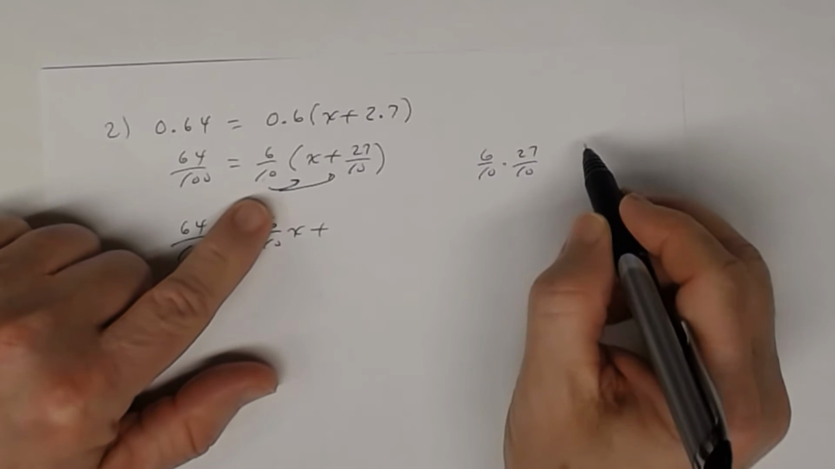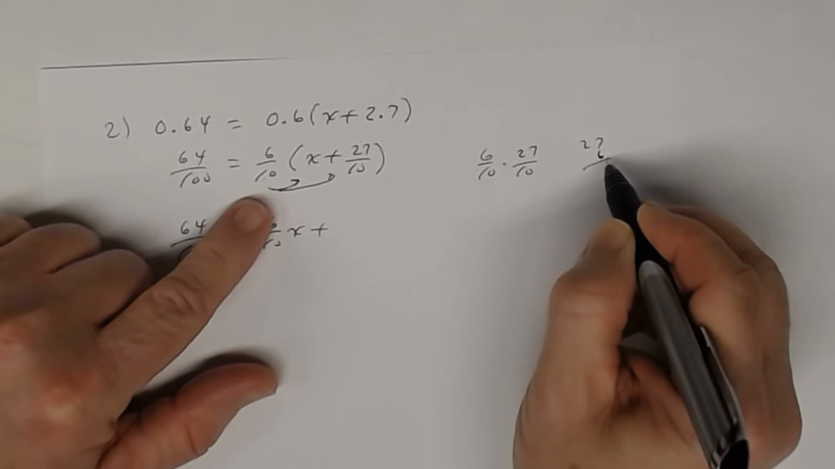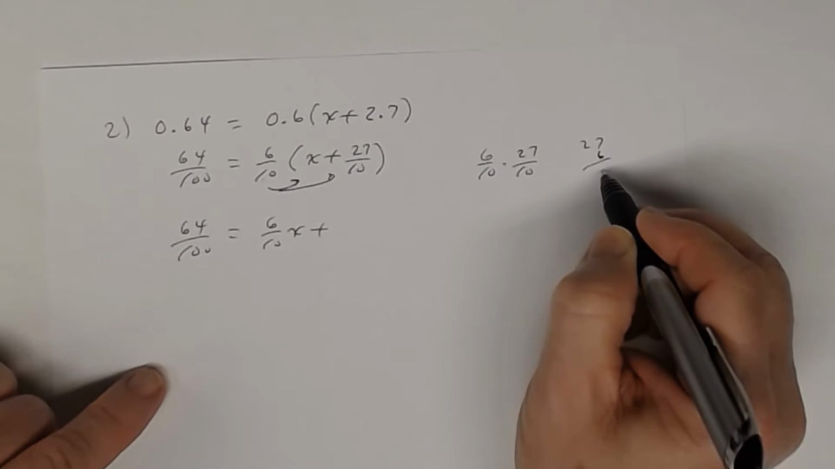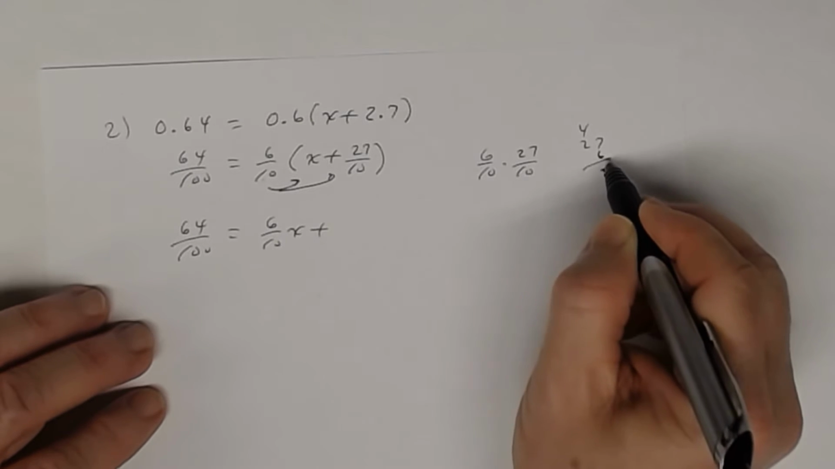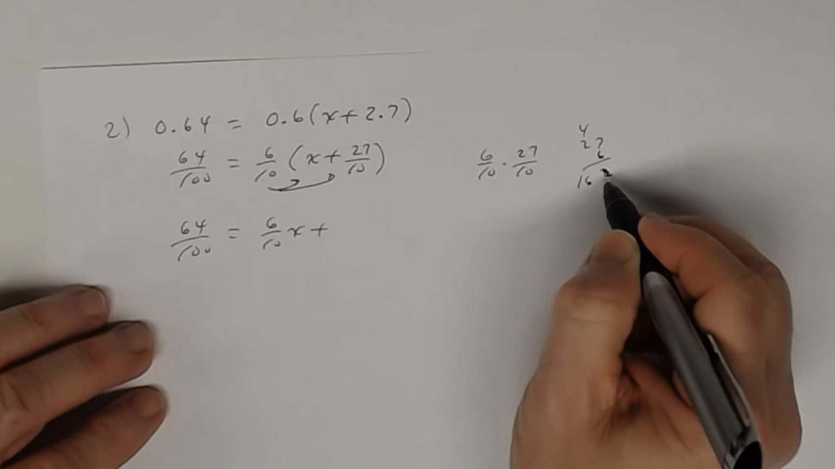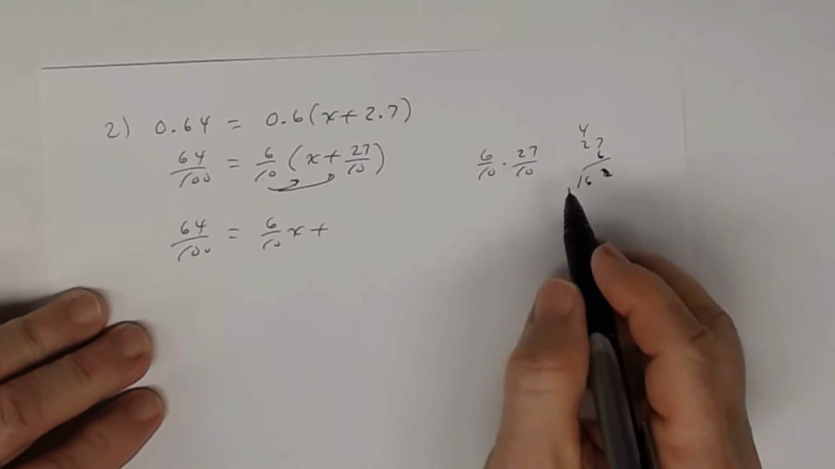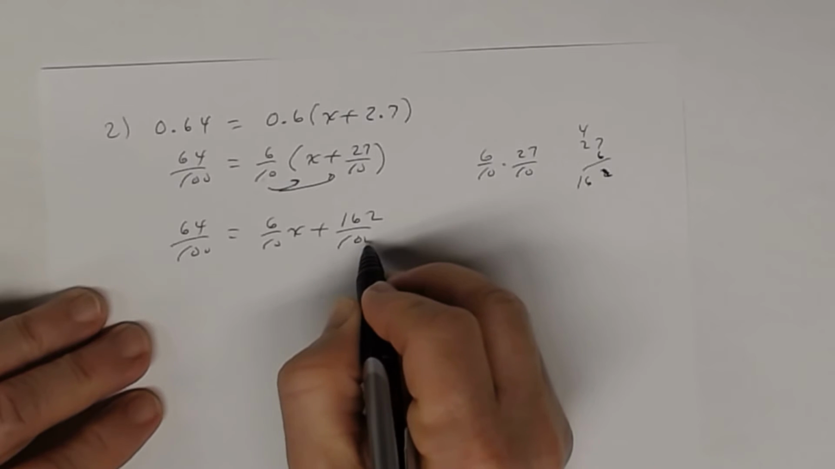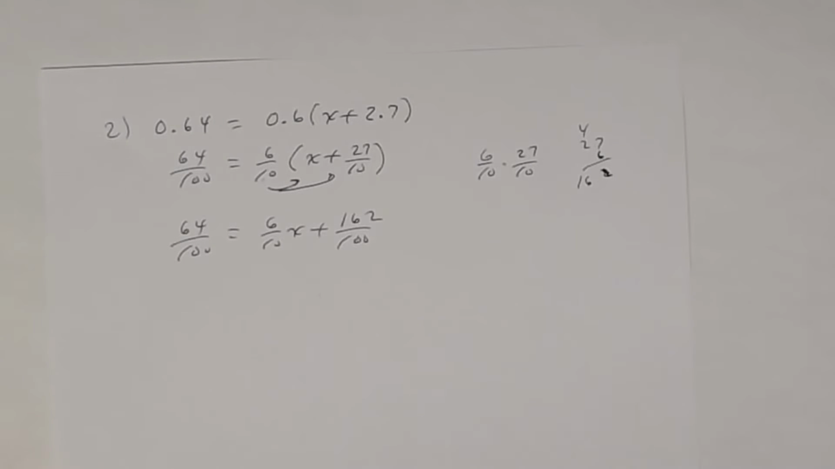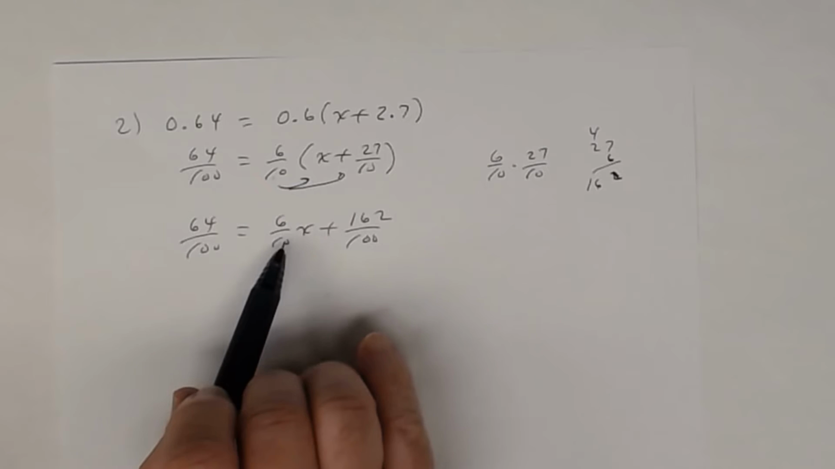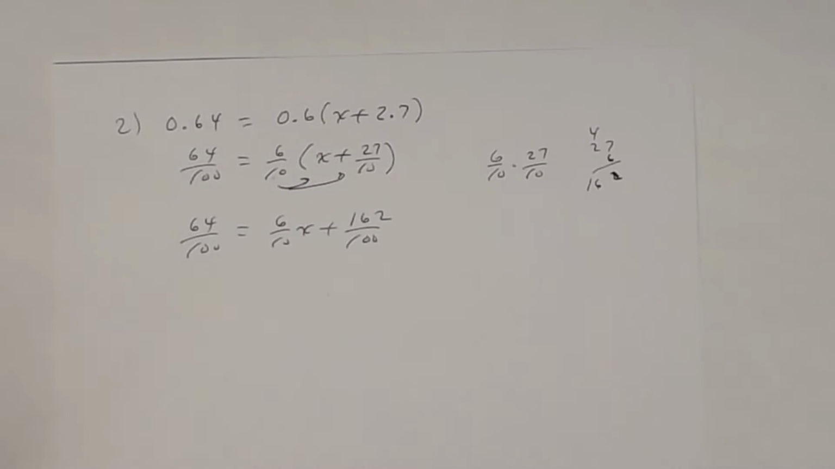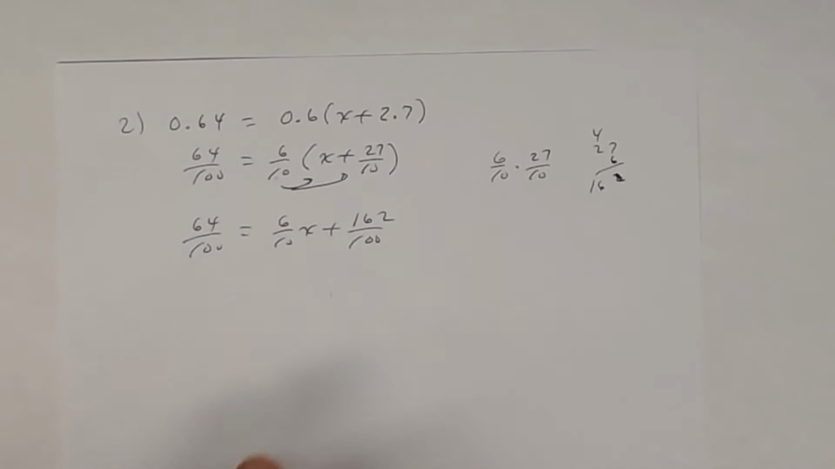So 6 times 27, let's see, 7 times 6 is 42, and then 6 times 2 is 12, plus 4 is 16. So I get 162, and then 10 times 10 is 100. So 162 divided by 100. So I have 64 hundredths here, and then when I distribute here, I get 6/10 x plus 27 times 6, which has to be 162 hundredths.